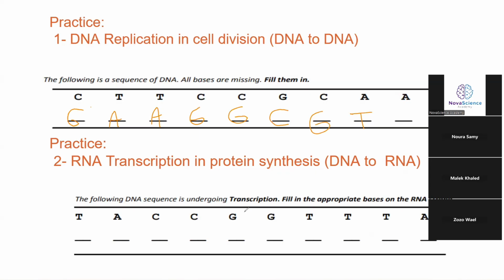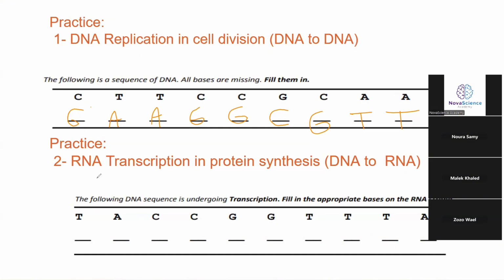G, T, T. So now I make another strand, a complementary strand of the same DNA. This is called replication. I am making another DNA. Remember, we said that A pairs with T and G with C in the DNA. In RNA, if I want to make RNA, there is no T, there is U, uracil. So G with C in the RNA, A with U. You cannot write T in the RNA.